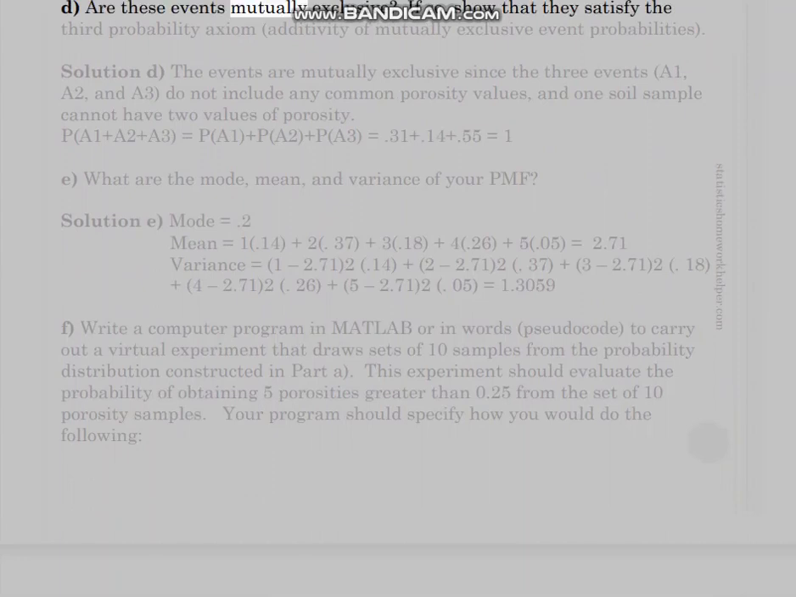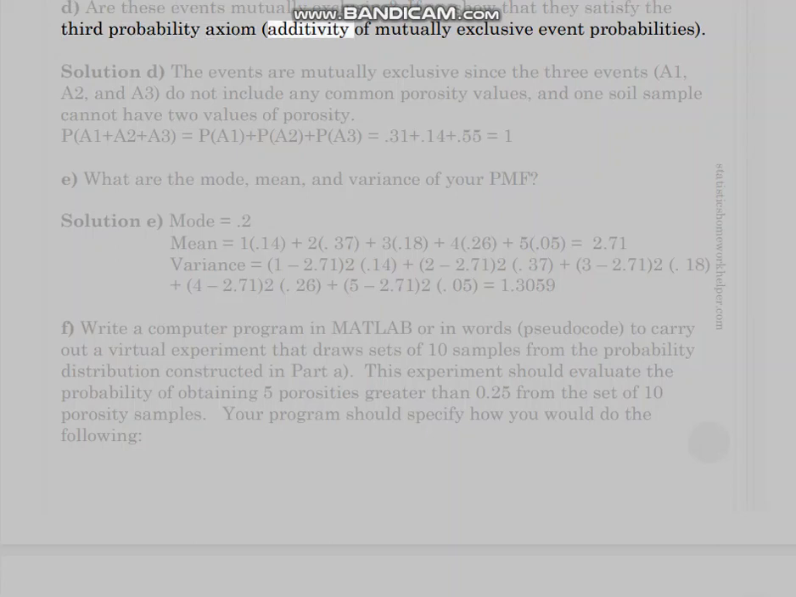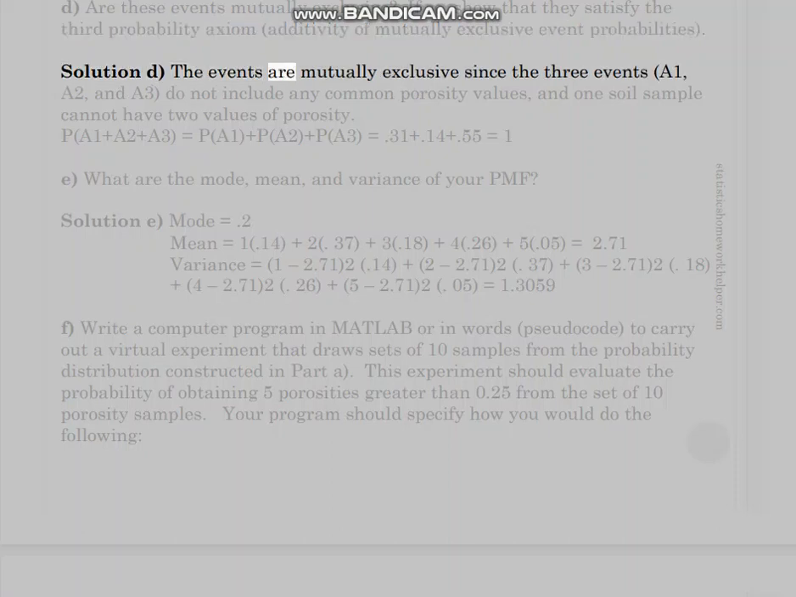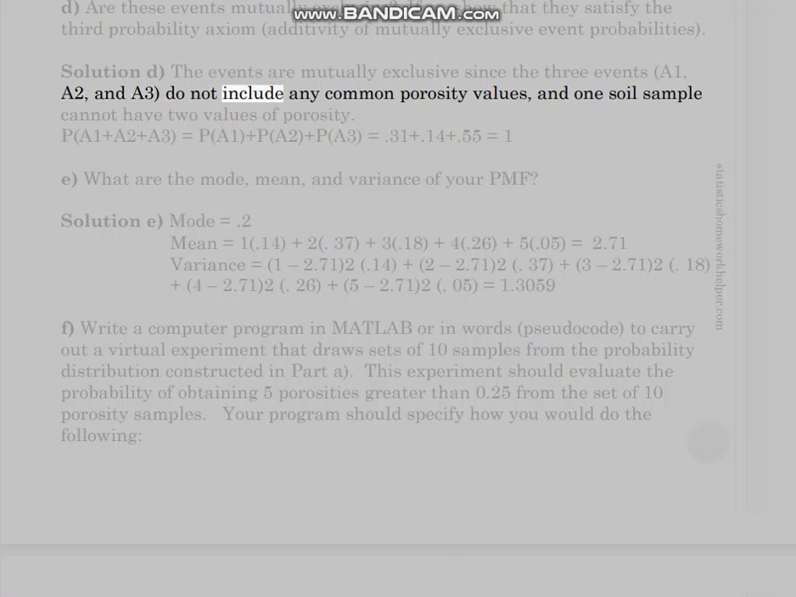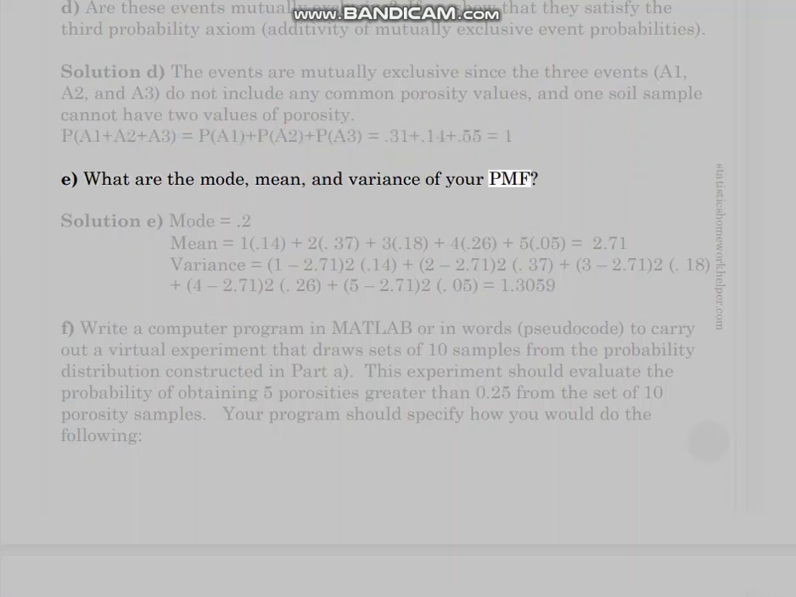D. Are these events mutually exclusive? If so, show that they satisfy the third probability axiom, additivity of mutually exclusive event probabilities. Solution D. The events are mutually exclusive since the 3 events, A1, A2, and A3, do not include any common porosity values, and one soil sample cannot have 2 values of porosity. P(A1 union A2 union A3) equals P(A1) plus P(A2) plus P(A3) equals 0.31 plus 0.14 plus 0.55 equals 1. E. What are the mode, mean, and variance of your PMF?